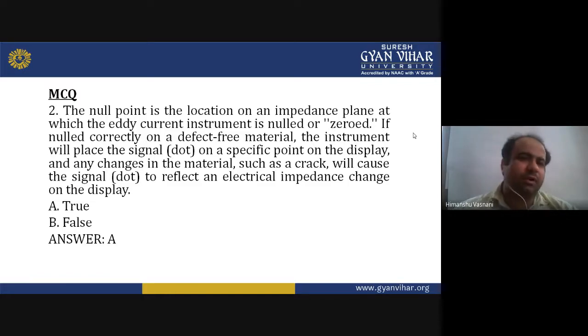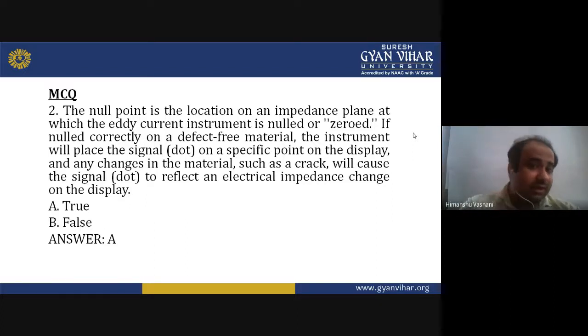So the null point is a location on an impedance plane at which the eddy current instrument is null or zero. If nulled correctly on a material, the instrument will place a signal dot on a specific point on the display. Okay, now this line is very interesting, about the property of the parameter, the null point.